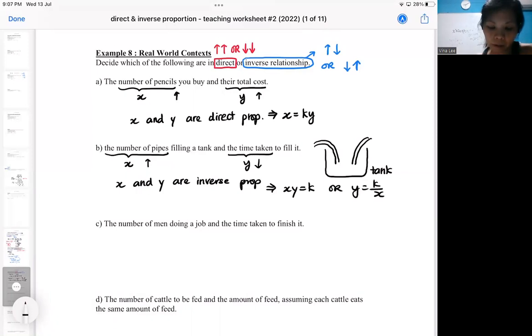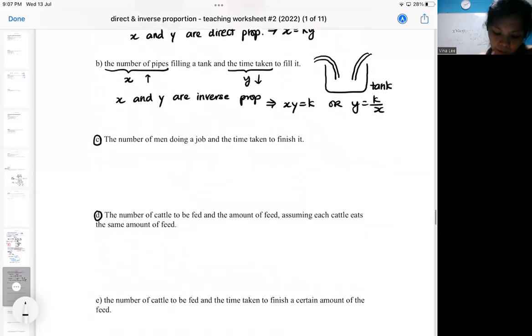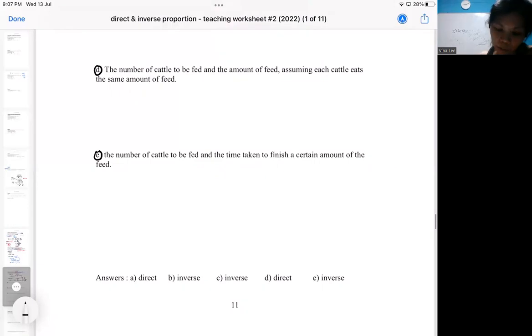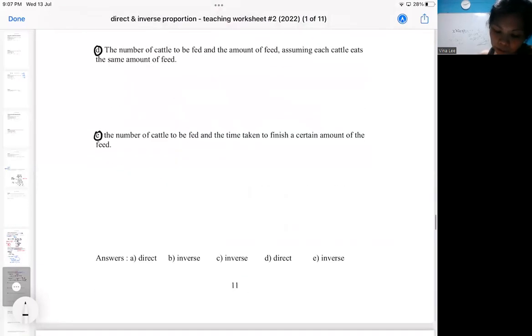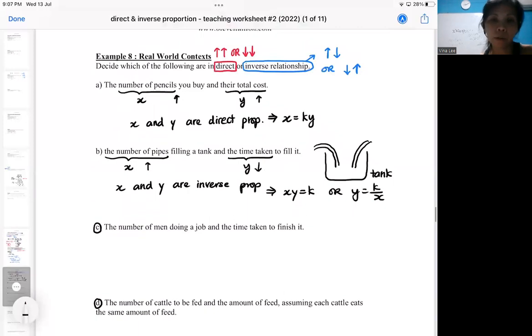Subsequently, you can try part C, part D, and part E. What's the time, what's the variable? You give it a try to see whether you can decide the relationship in this way. If you decide wrongly in a question, that means your equation is wrong, and the information will be wrong.